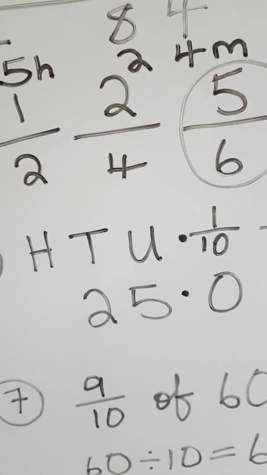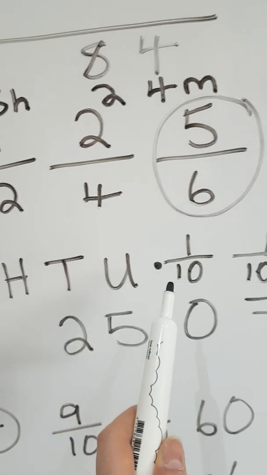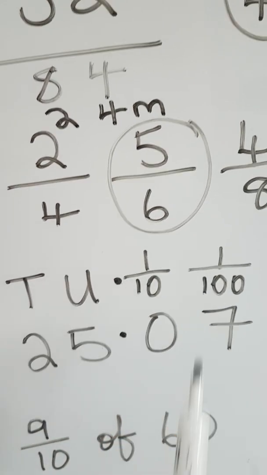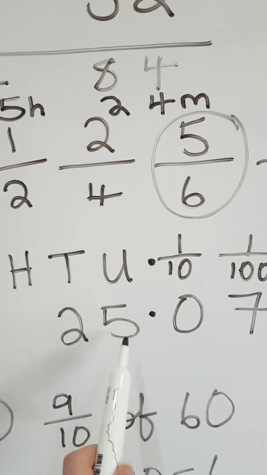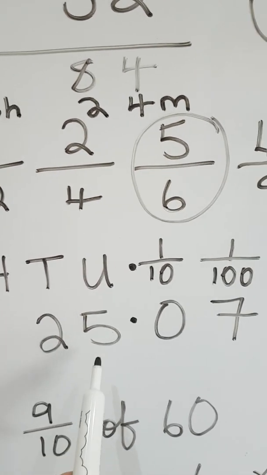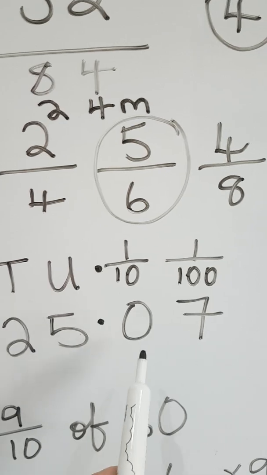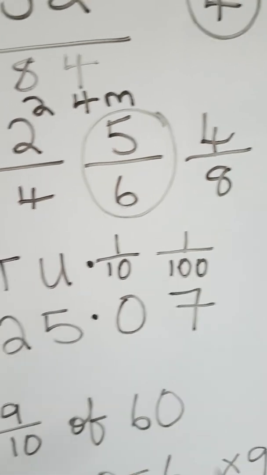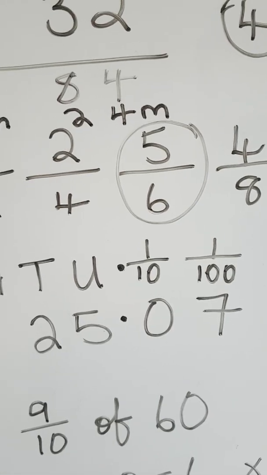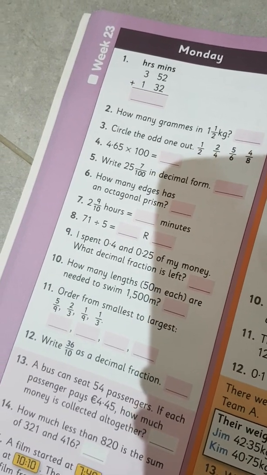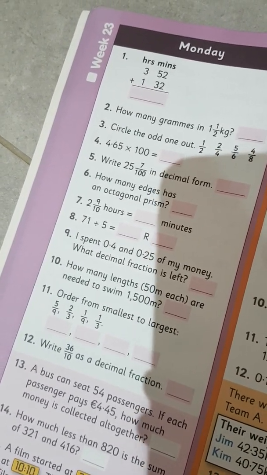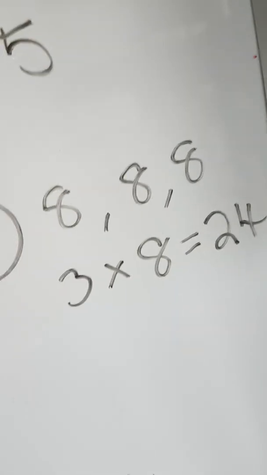Now question 5. Write 25 7/100 in decimal form. So what I've done here is I've written out my hundreds, tens and units, and I've done my decimal and my tenths and my hundredths just to help myself with the columns. So I have my 25 in here, there's no hundreds. So 25, then I put in my decimal. There was no tenths and there was 7 hundredths, so it would be 25.07.